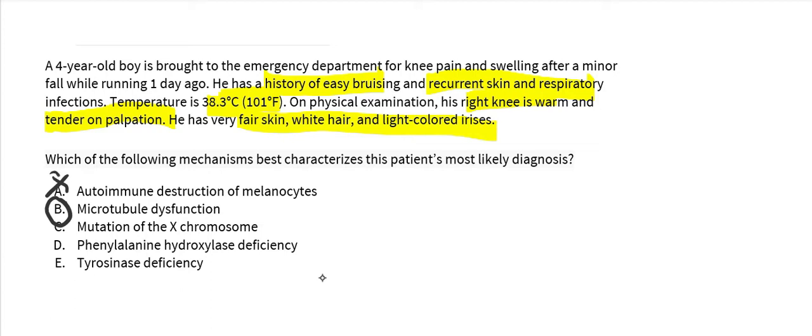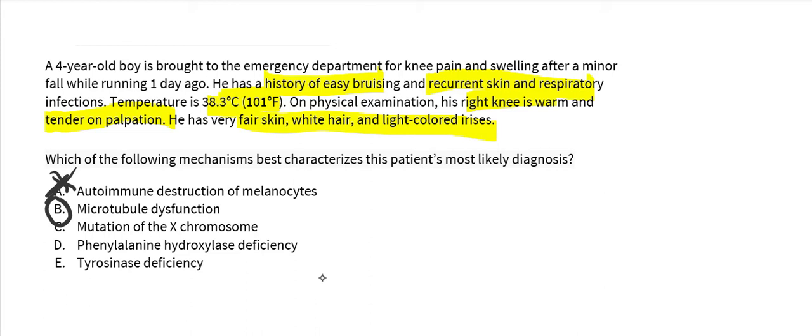Additionally, the autoimmune destruction of the melanocytes in vitiligo causes hypopigmentation because melanocytes have melanin in them, and melanin is what creates the pigment of our skin. So if you don't have melanocytes with melanin, then you're going to have that hypopigmentation that you see in types of albinism.